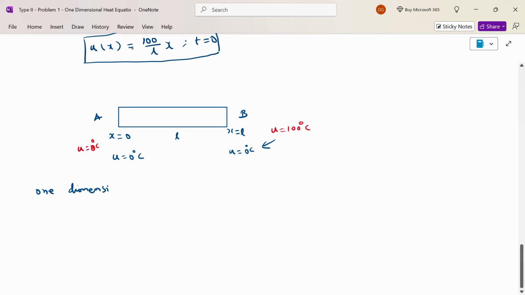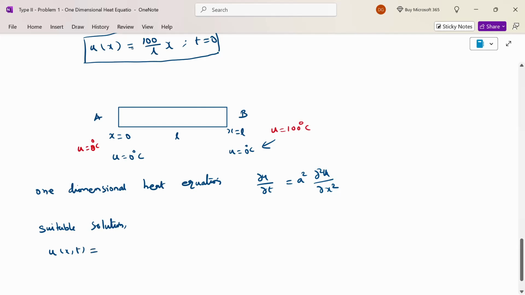The one dimensional heat equation is dou u by dou t equals a square dou square u by dou x square. In this equation, what is the suitable solution? The suitable solution is u of x comma t equals (A cos lambda x plus B sin lambda x) into e power minus lambda square a square t. Now I consider this equation number 1.